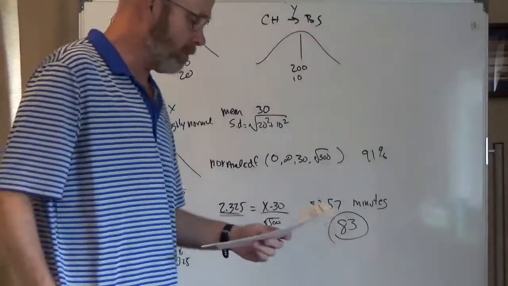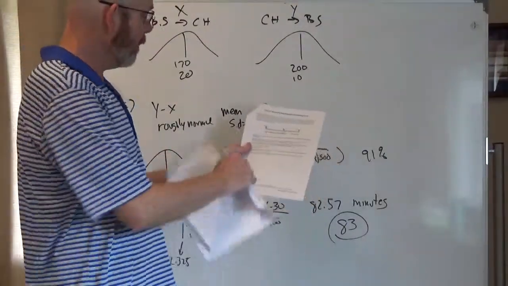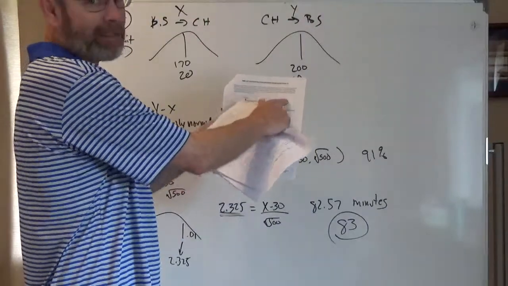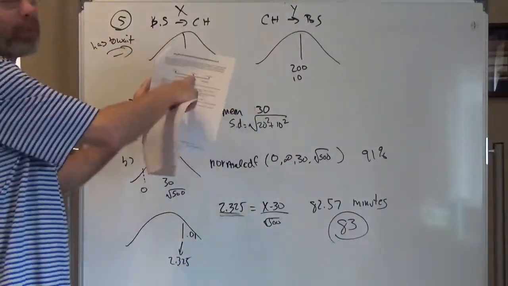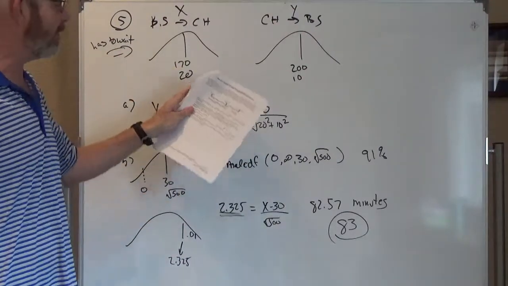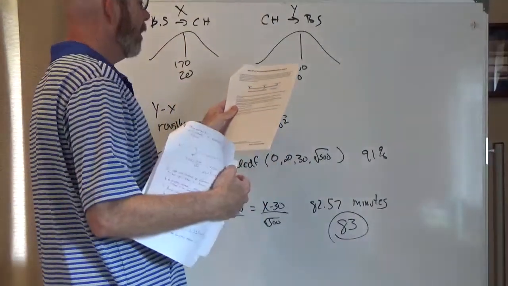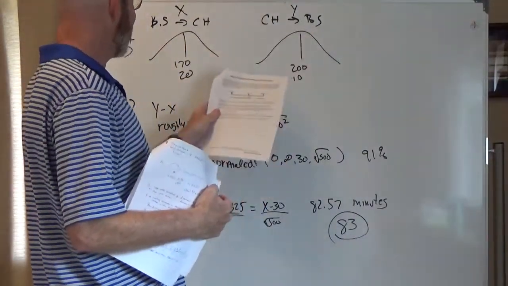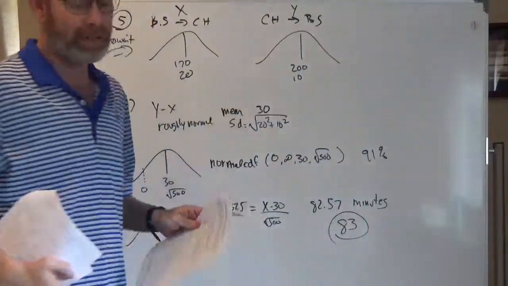Alrighty, last two problems on this set, problems 5 and 6. Problem 5 is this railroad problem. We got one train going from Bull Snake to Diamondback, or Copperhead, sorry, they're both stopping at Copperhead. Mean of 170 minutes, standard deviation of 20. The other one's going the other way from Copperhead to Bull Snake, which is 200 minutes with a standard deviation of 10.